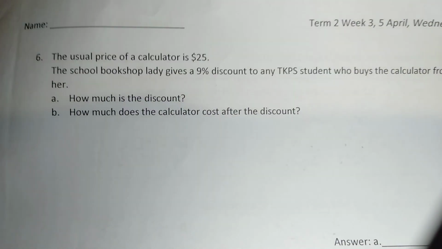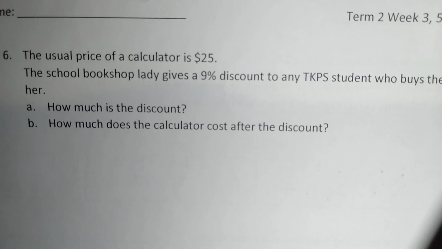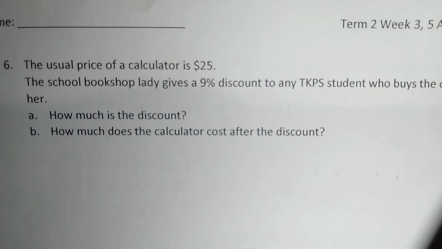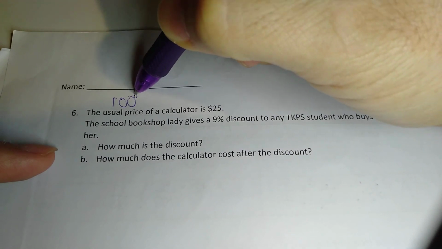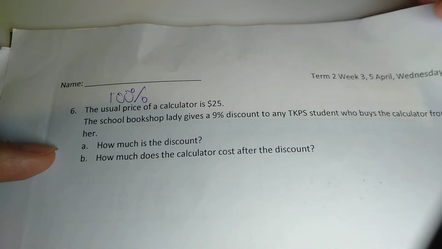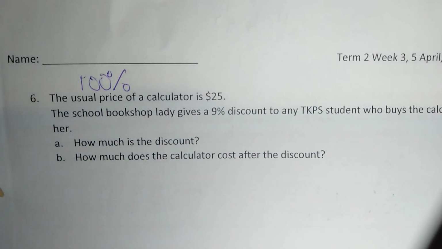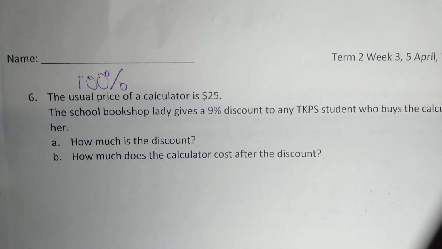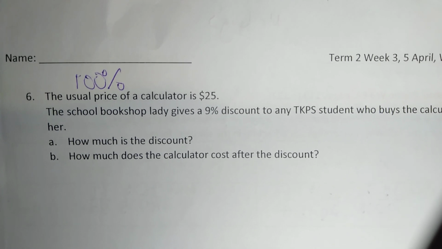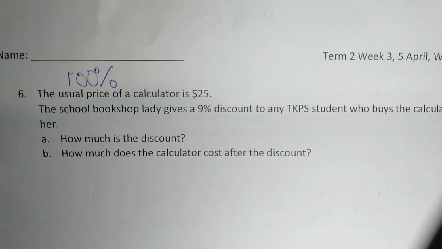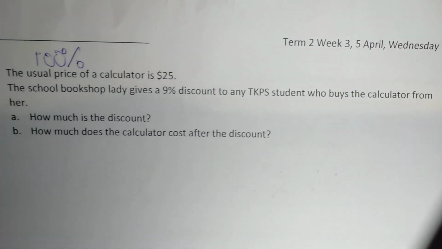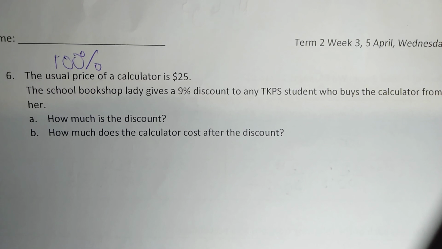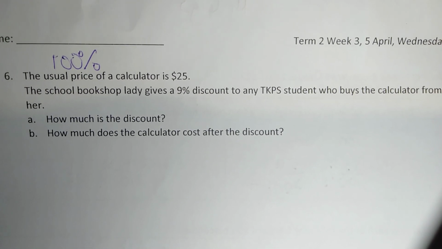Let's go. So, the usual price of a calculator is $25. Usual price would be 100%. That means before any discount, before any GST. That's the meaning of usual price. The school bookshop lady is very nice. She gives a 9% discount to any TKPS student who buys a calculator from her. Oh, great. So how much is the actual discount?